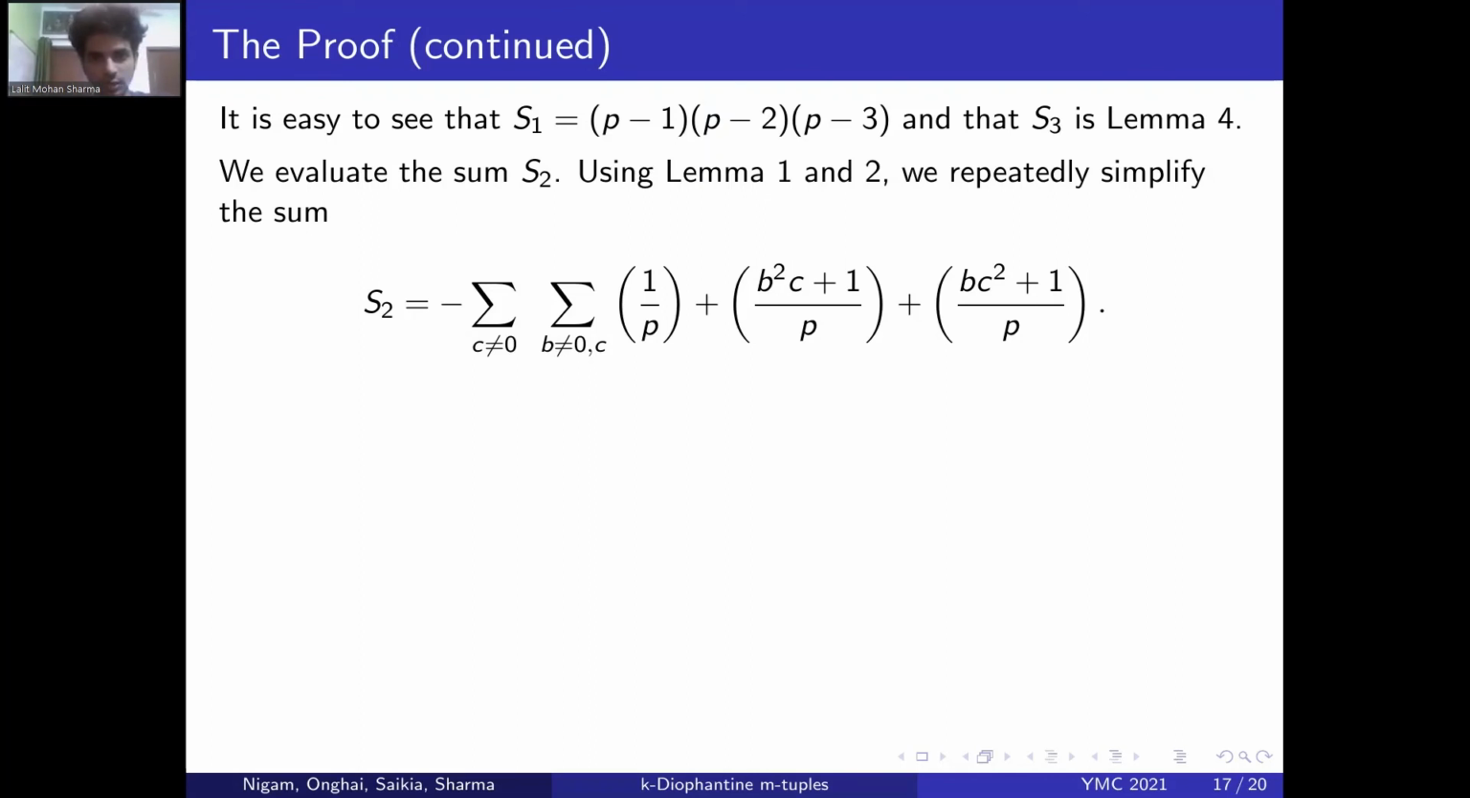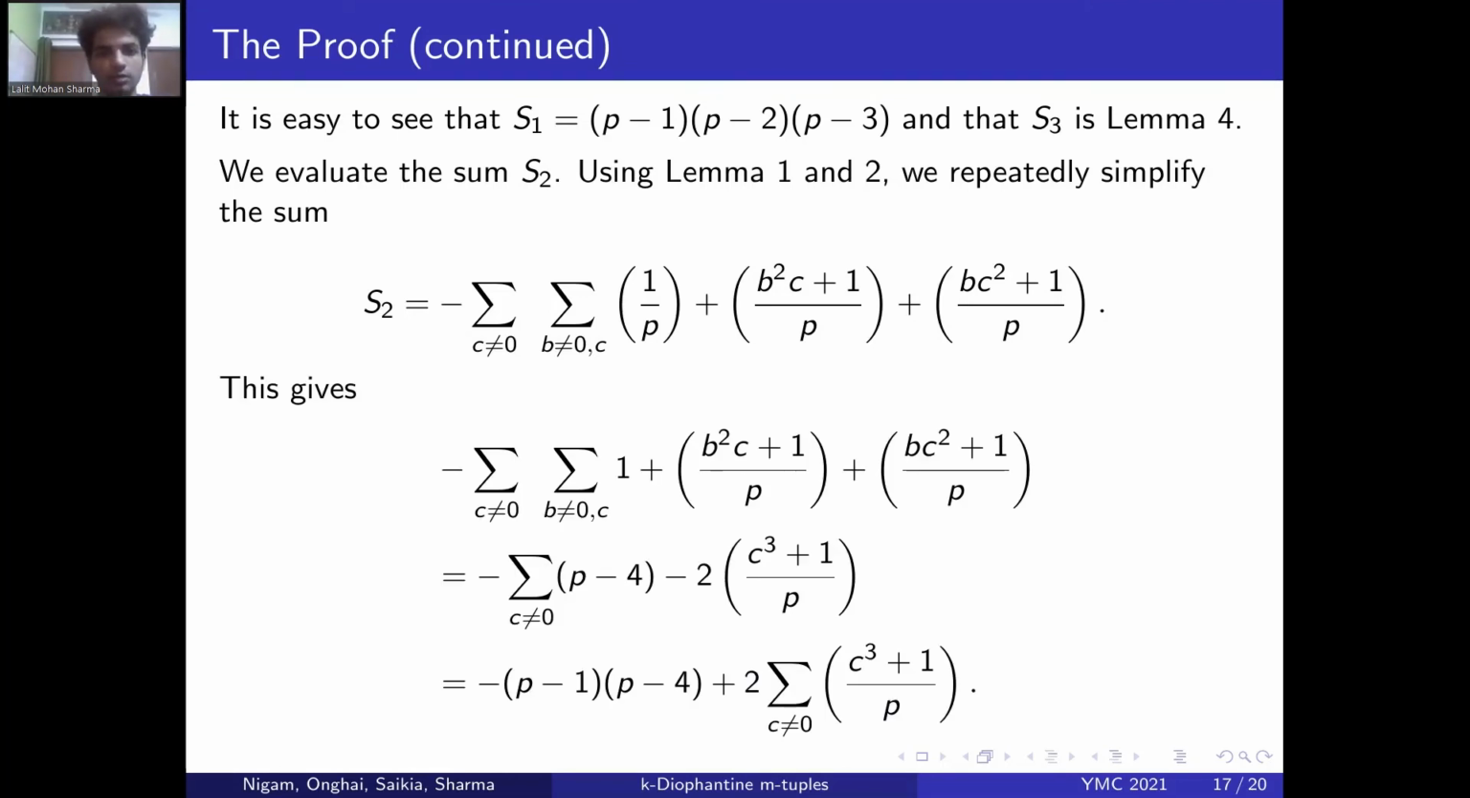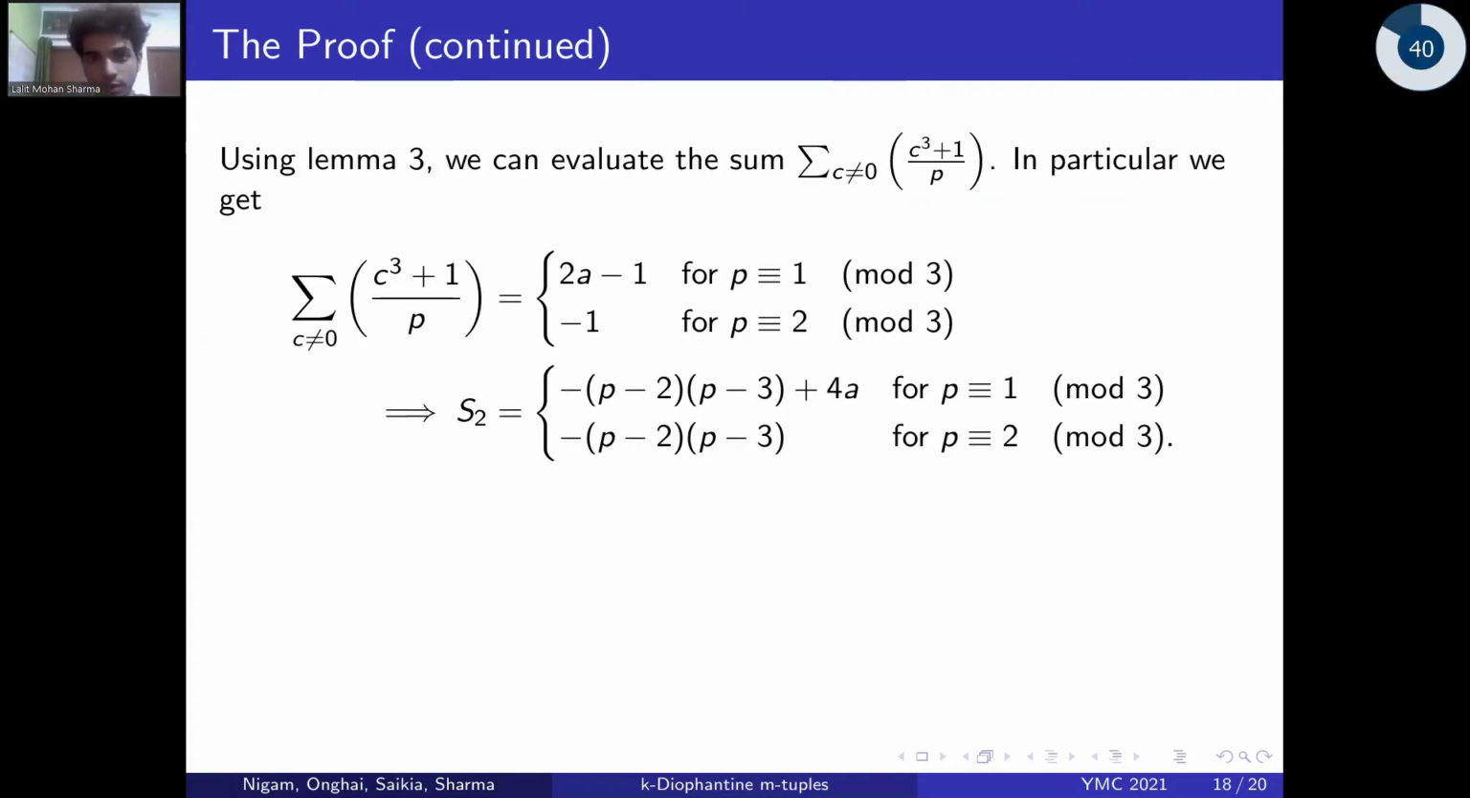So we can use these elementary lemmas 1 and 2, and we can repeatedly simplify the sum S2, and after some simplifications, we would get minus (p minus 1)(p minus 4) plus 2 times the summation of (c cubed plus 1 over p) over non-zero c. And using lemma 3, we can also evaluate this sum. In particular, we would get 2a minus 1 when p is congruent to 1 mod 3, and minus 1 when p is congruent to 2 mod 3.